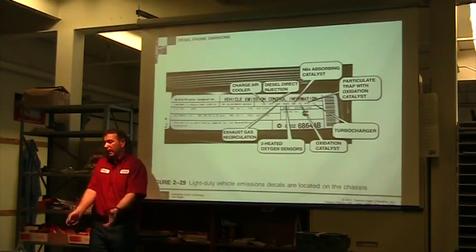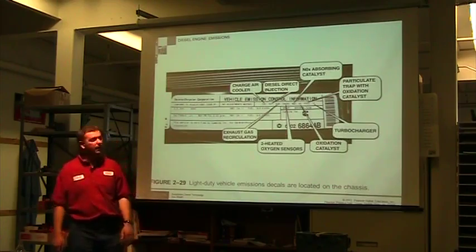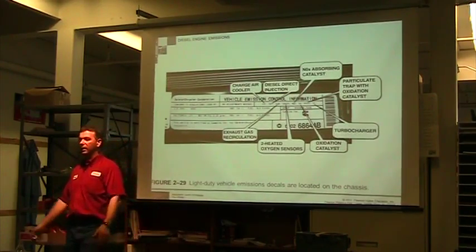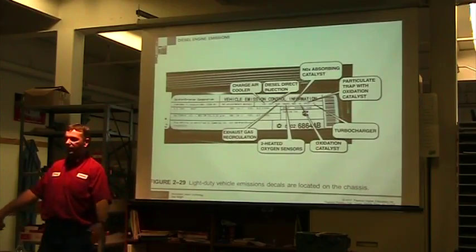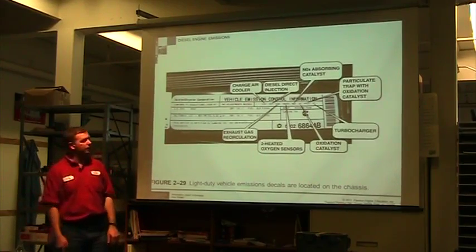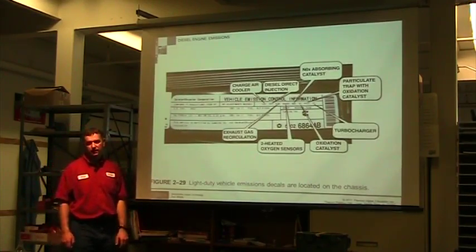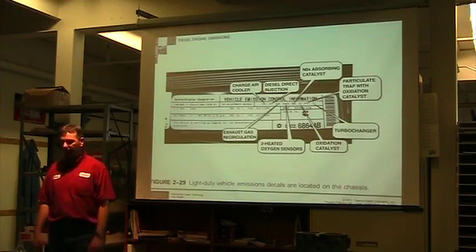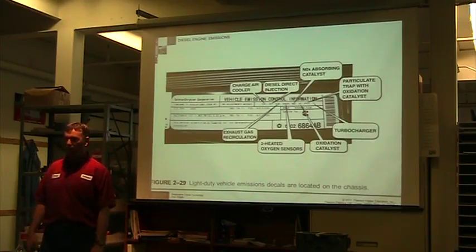I don't know. I imagine someplace they're going to have this listed, because EPA is requiring that you tell me what this thing is supposed to be. What is the baseline of this machine? So I imagine somewhere there's going to have to be some kind of an emissions decal on turf equipment. But because it's so new to us, I don't know what it looks like.